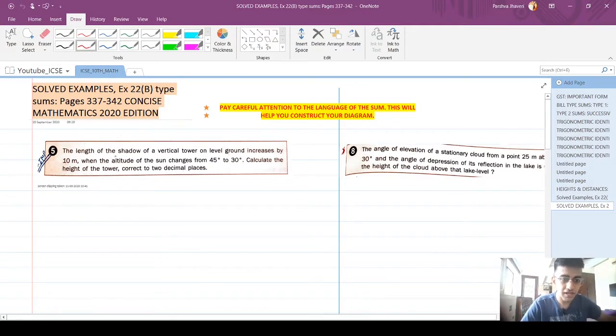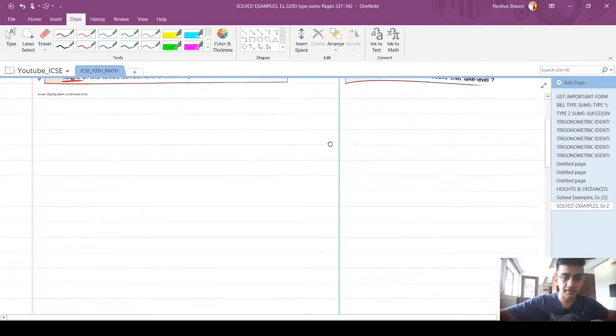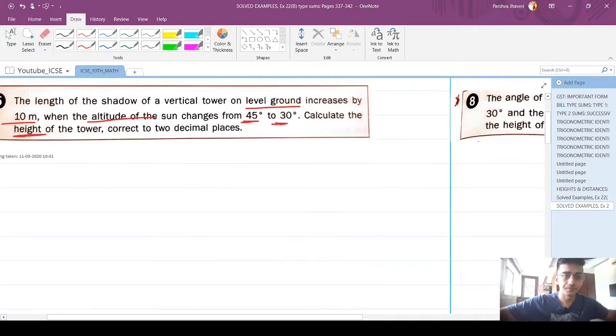The length of the shadow of a vertical tower on level ground, that means straight ground, increases by 10 meter when the altitude of the sun changes from 45 to 30. Calculate the height of the tower, correct to 2 decimal places. Now, how will we solve this sum?